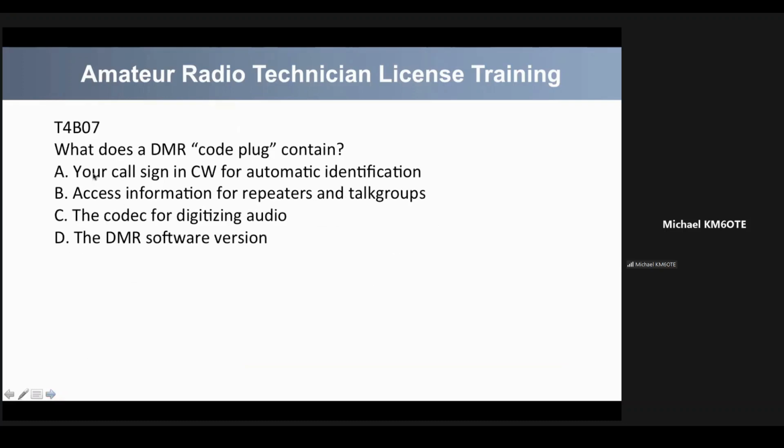So what is a DMR? Remember, digital mobile radio. DMR code plug contains? It's your call sign in CW for automatic identification. Well, we're not talking about CW here. Access information for DMR repeater talk groups, a codec for digitizing audio, or a DMR software version. Well, the only thing that makes sense here is the access information for the repeater talk groups. So a DMR code plug has the information for repeater talk groups.